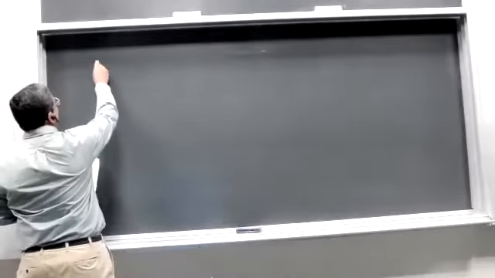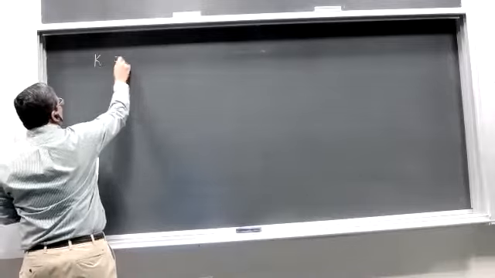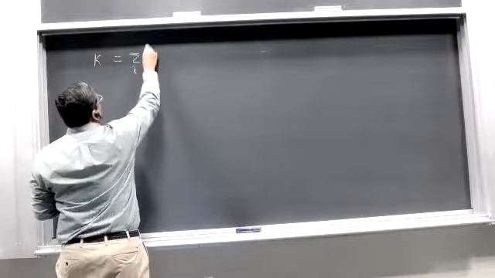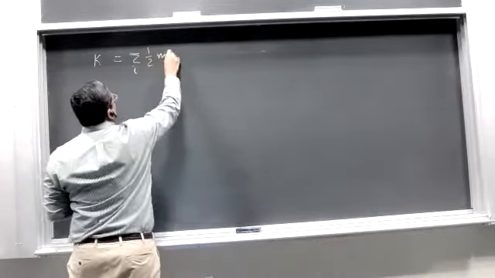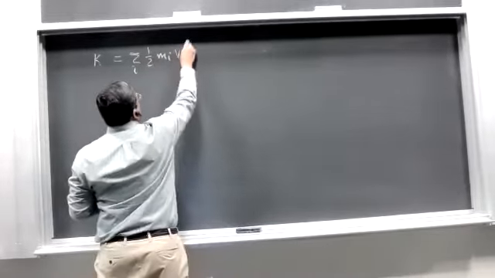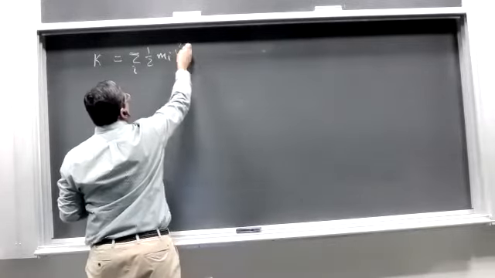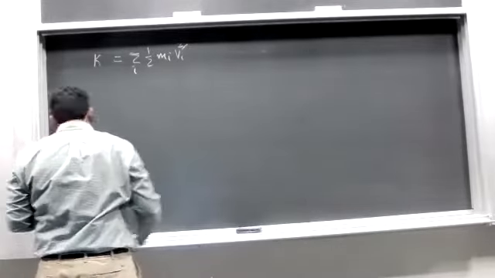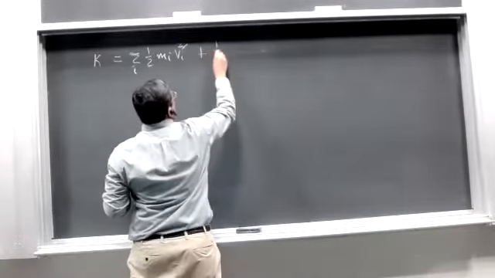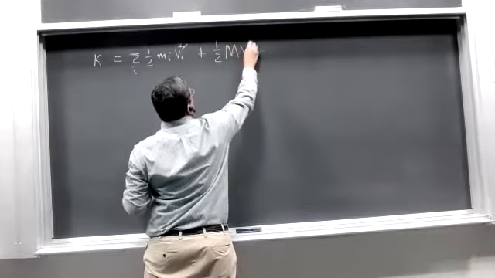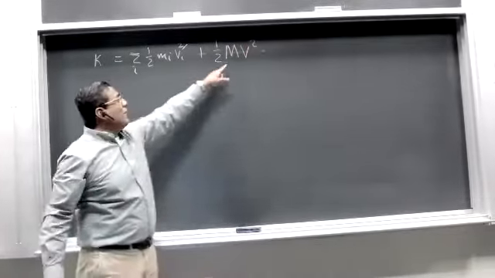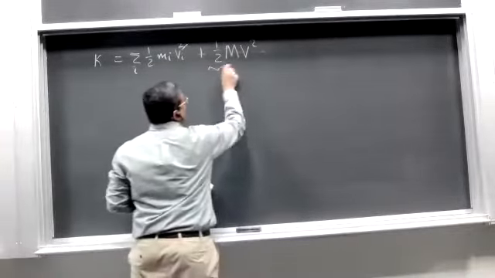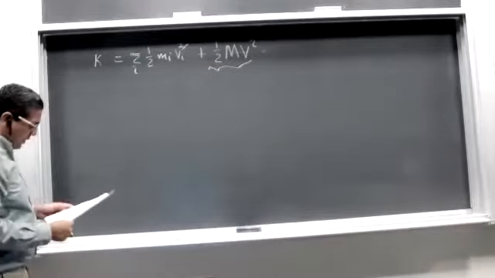So what we have now is this: the total kinetic energy equals half m_i v_i prime squared, plus half M v squared. The sum of all masses is the total mass. Okay, now this is clear. This is the kinetic energy of the center of mass due to translational motion.